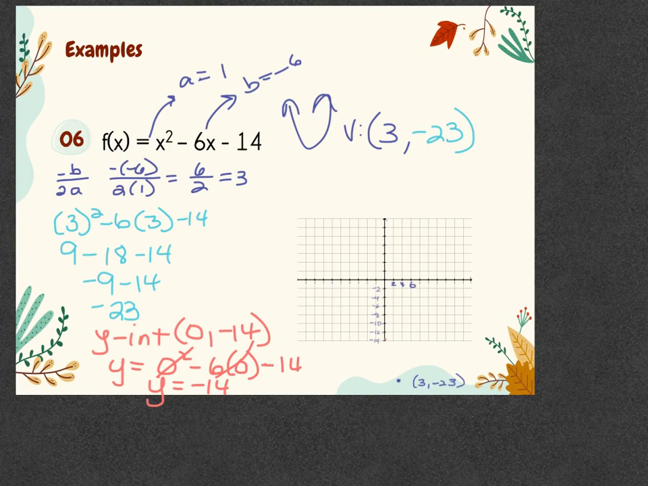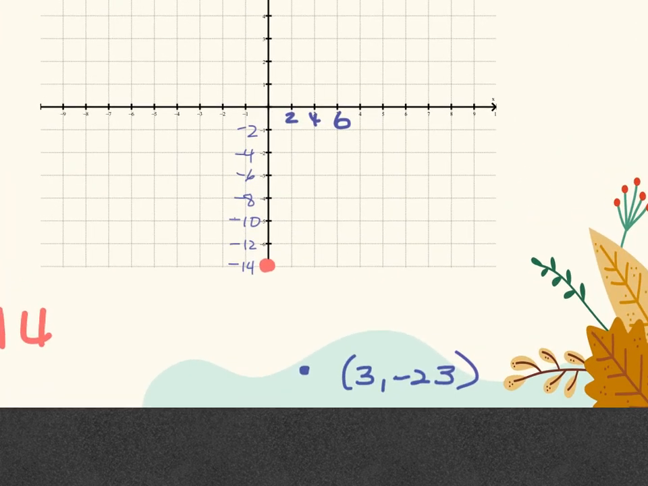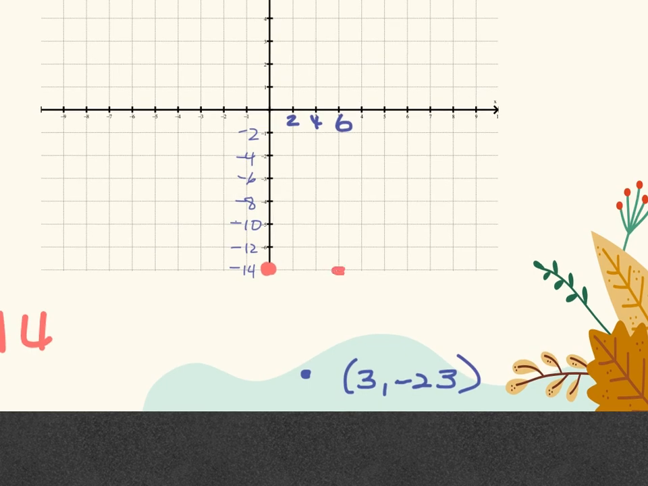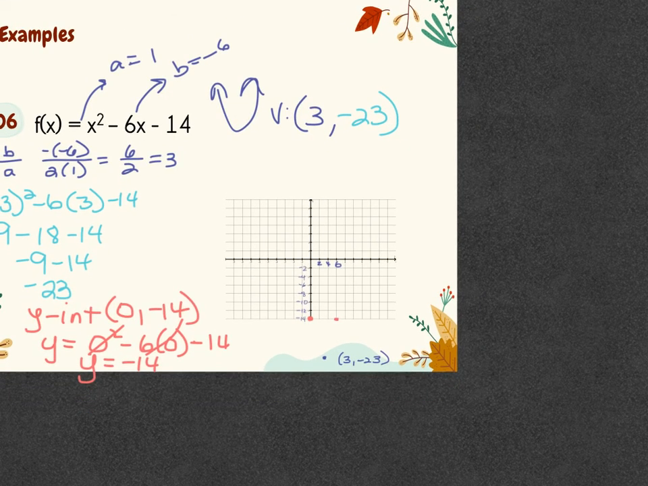So that point is here. Because we went up, if I go from negative 23 to negative 14, I went up 9, and I went from 3 to 0, I went left 3, I should get the same thing on the right-hand side. If I go up 9, which is negative 14, and go to the right 3, which would be 6, I should get a coordinate point there. So what happens when I plug in 6? 6 squared minus 6 times 6 minus 14, 36 minus 36 minus 14, and there's my negative 14.